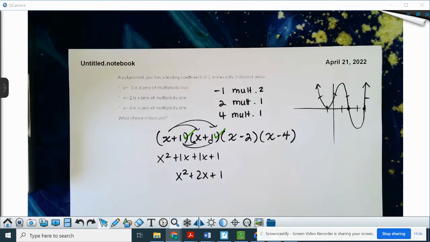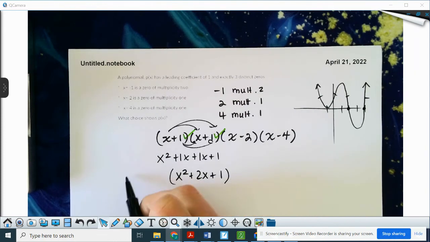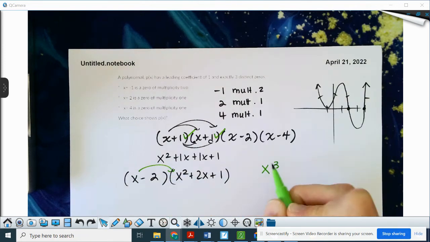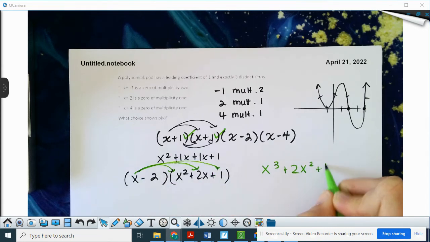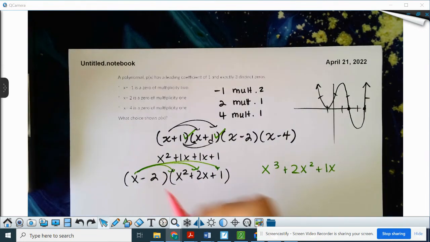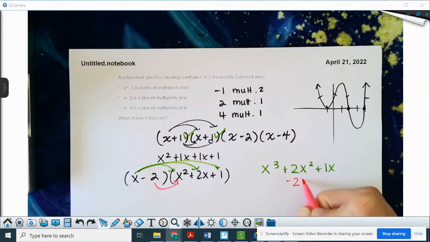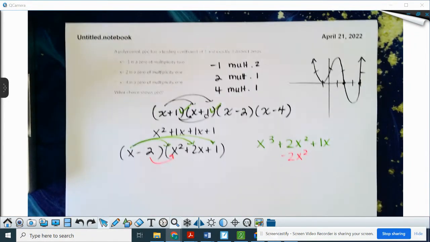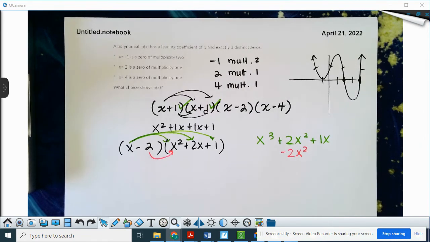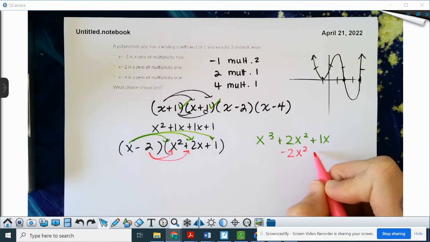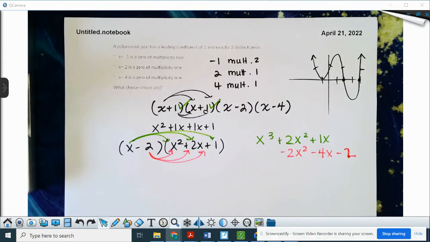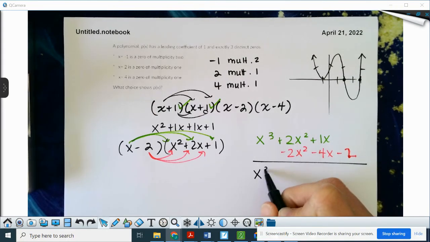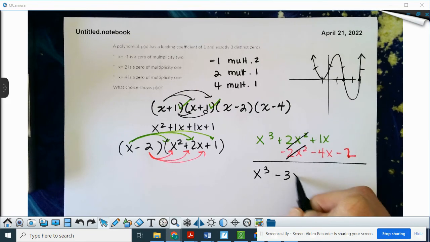Moving down the line to use the next one, and I'm showing you this time with FOIL or distributive property. So first I'm going to do x times x squared, which is going to be x cubed, x times 2x, 2x squared, x times 1, 1x, and then I'm going to use negative 2 times x squared, which is a negative 2x squared. I like to stack them instead of just running long because I'll mess up positive, negative signs and mix up things. So negative 2 times a positive 2 is a negative 4x, and negative 2 times 1 is a negative 2. Then you can just combine these guys. So x cubed, these guys cross out, minus 3x minus 2.